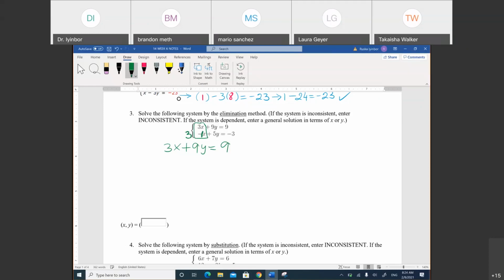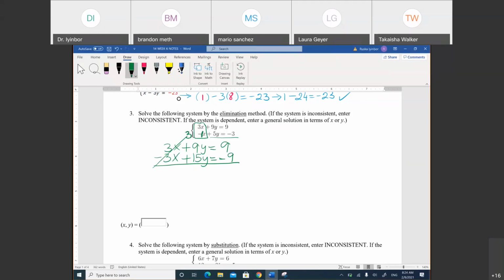So 3 times negative 1 is negative 3x plus 3 times 5 is 15y equals 3 times negative 3 is negative 9. And then I'm going to add the two equations. So when I add 3x and minus 3x, that's 0. They cancel out. And that's the goal. That's what you want to do. You want to cancel one of those.